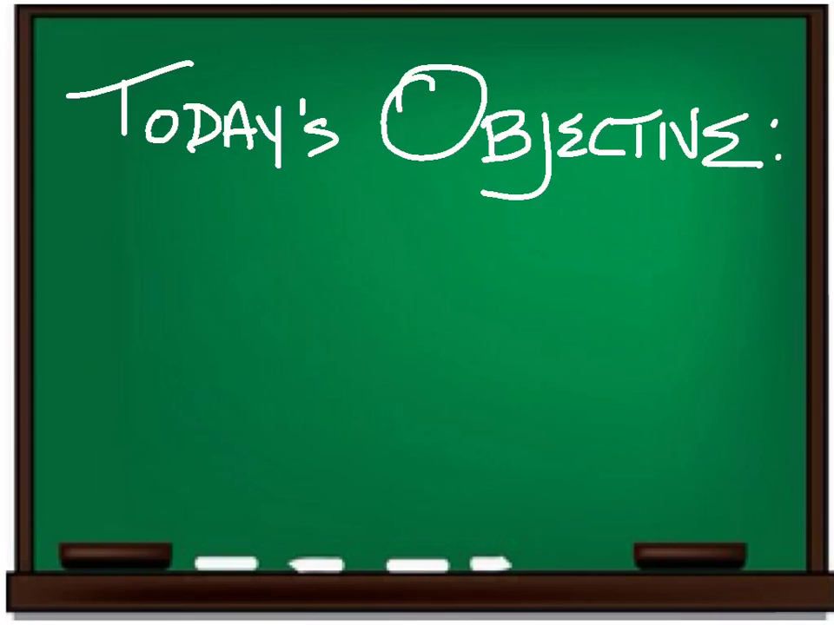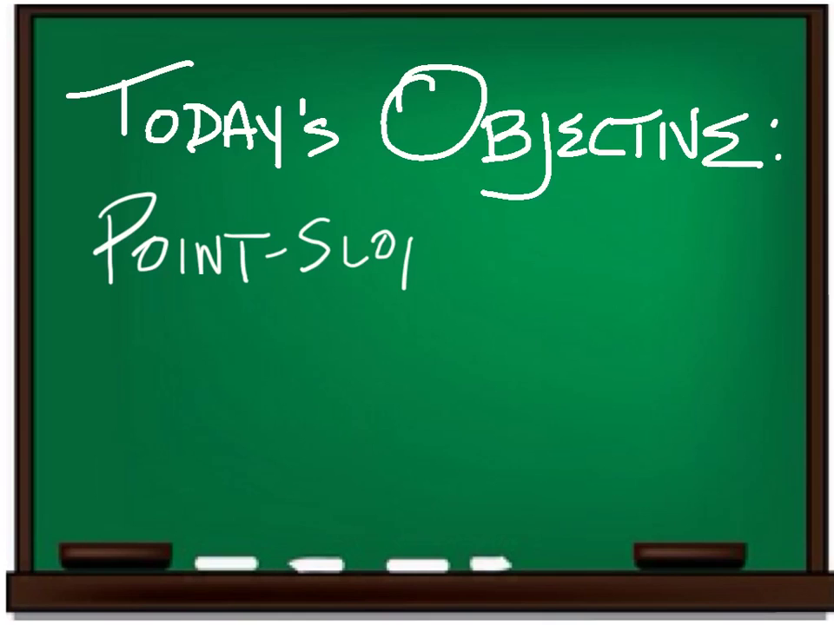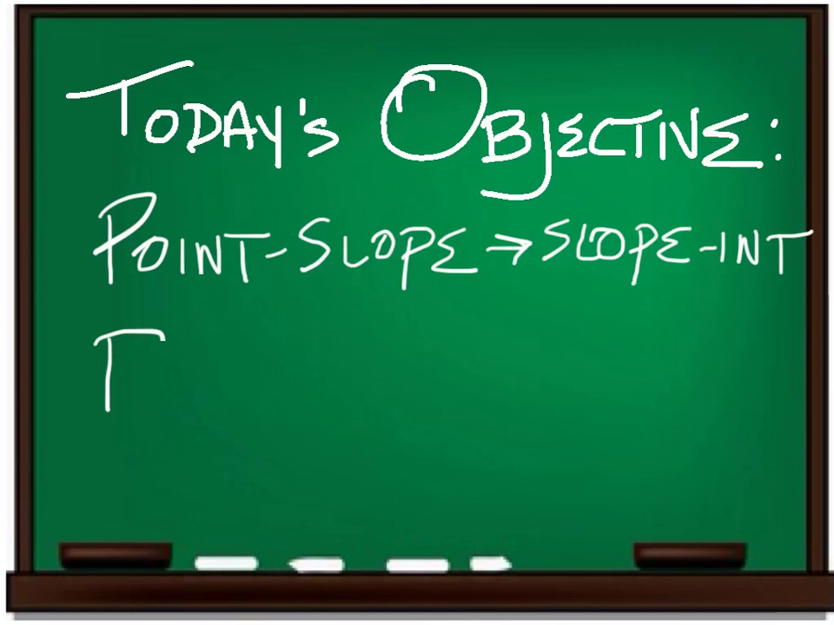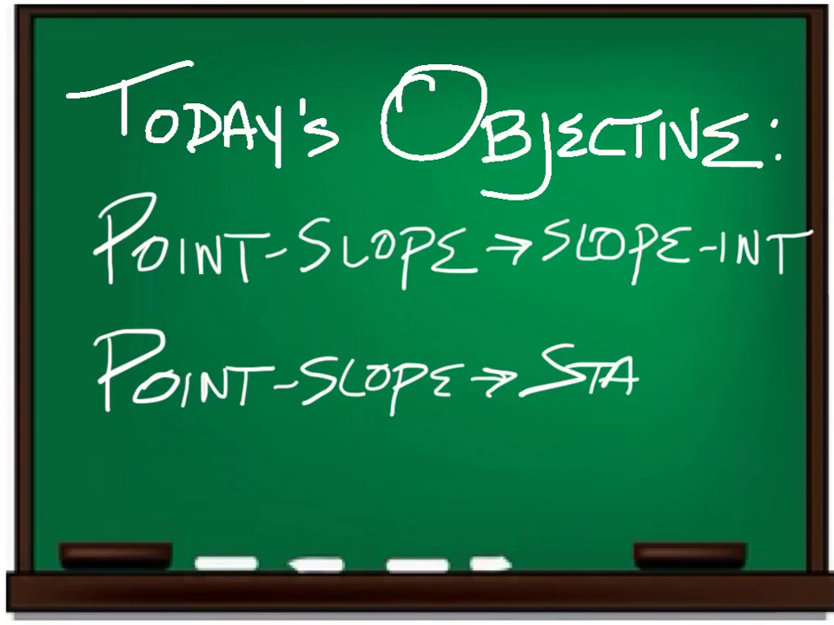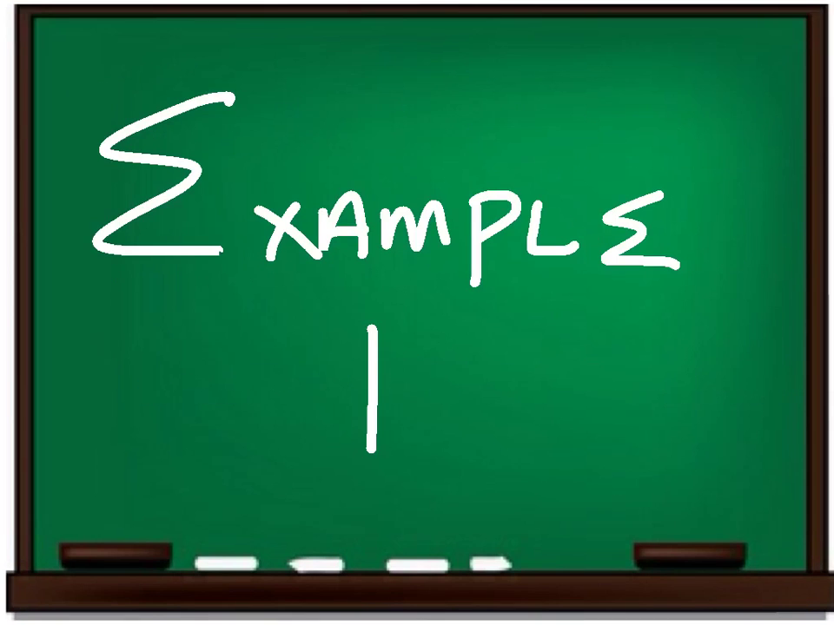Today's objective, you have to go from point slope to slope-intercept form. And that's going to be the first set of examples. And then after the halfway point, you're going to do point slope to standard form. Here's example 1.